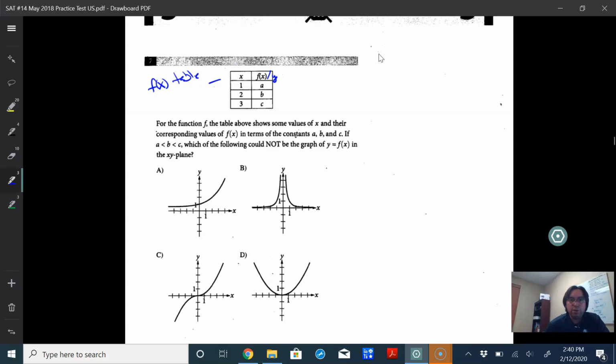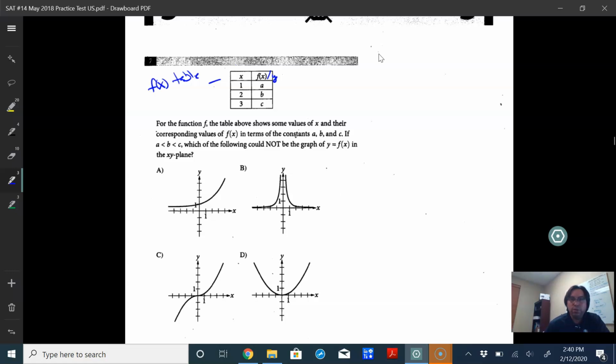And so reading this question, it says, for the function f, the table above shows some values of x and their corresponding values of f of x in terms of constants a, b, and c. If a is less than b and b is less than c, which of the following could not be the graph of y equals f of x in the xy plane? So essentially it's saying that if we put in the values of x, then it necessarily will not correspond to what we have here in regards to the values that we have.